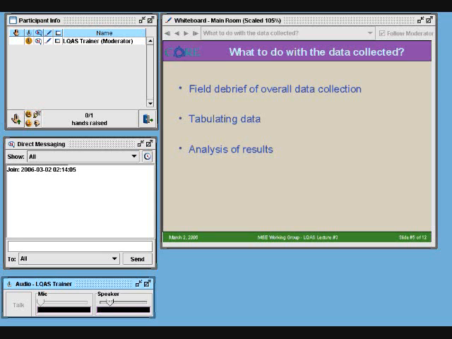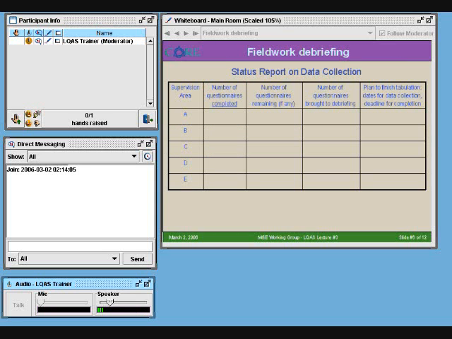After the field debriefing is done and we are completely done with data collection, we start the process of tabulating data. Once data is tabulated, we will be able to do the analysis of the data in order to make management decisions at the local level, that is by supervision area, and at the program level as well, that is for the entire catchment area.